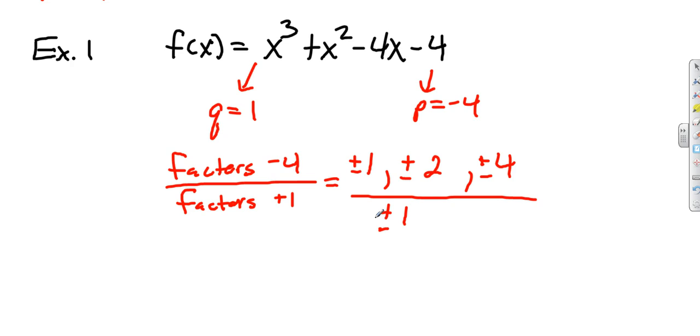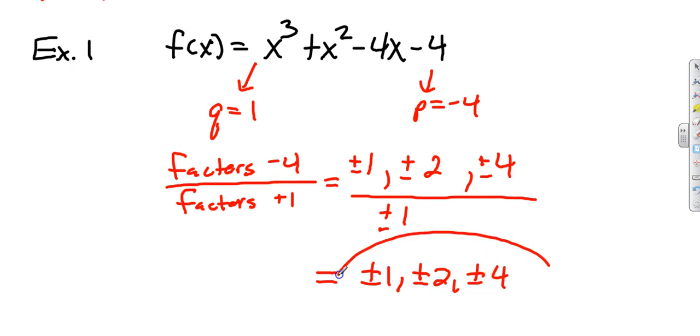Now, the good news about a problem like this is that when the q-value is 1, there's a little bit of a shortcut. Because what happens when you take all these numbers and divide them by 1? Nothing, right? If you multiply or divide by 1, does it change anything? So the answer for this one is going to be just that. It's going to be plus or minus 1, plus or minus 2, plus or minus 4.